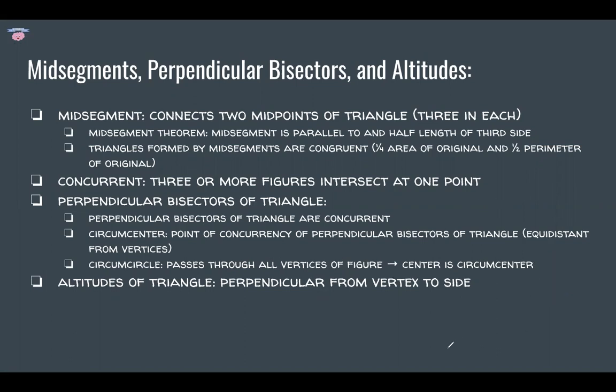Actually, let me make it a bit more obvious what the difference is. So this is the altitude. It's from this vertex to this side and it's perpendicular. But the perpendicular bisector doesn't have to go through the vertex. This is the perpendicular bisector because it goes through the midpoint and it's perpendicular. This has nothing to do with the vertex.